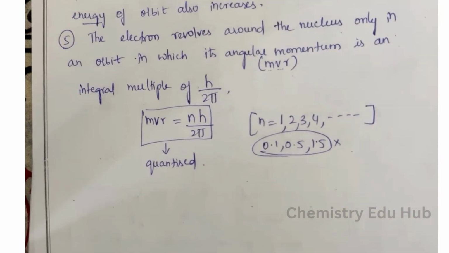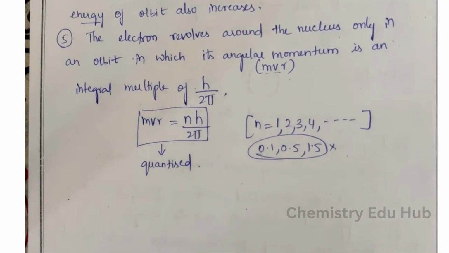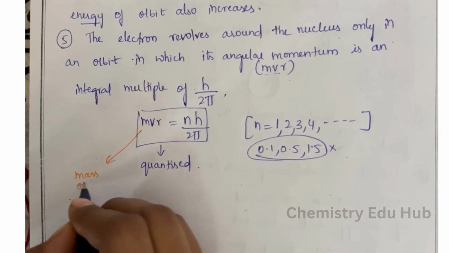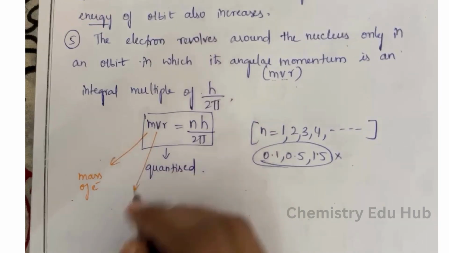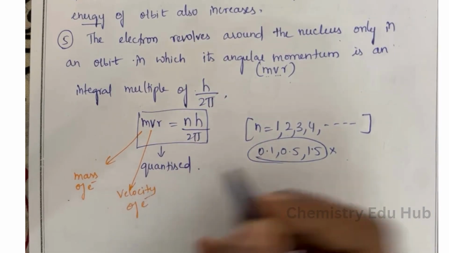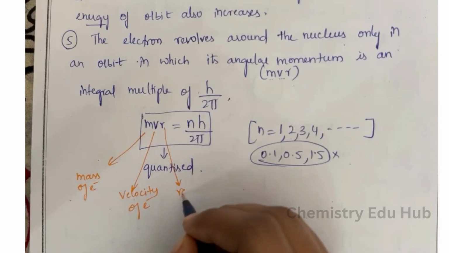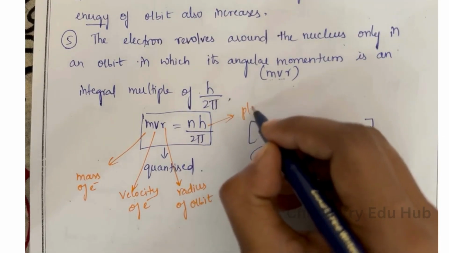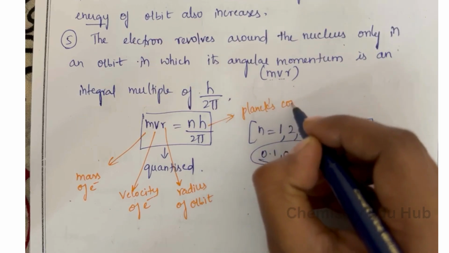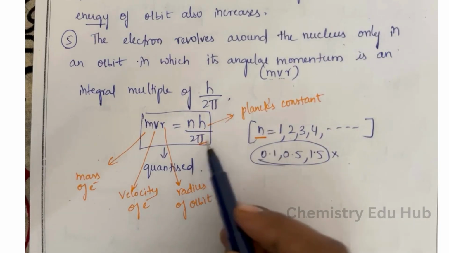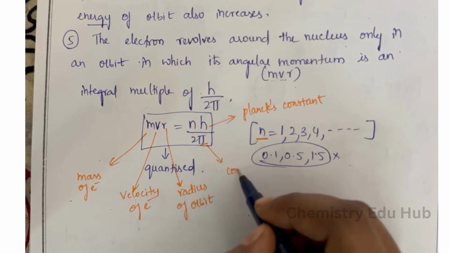Angular momentum is quantized. Now what is m here? m is the mass of an electron, v is the velocity or speed of an electron, r is the radius of the orbit in which the electron is revolving, h is the Planck's constant, n is the shell number or orbit number, and pi is anyways a constant, known constant.